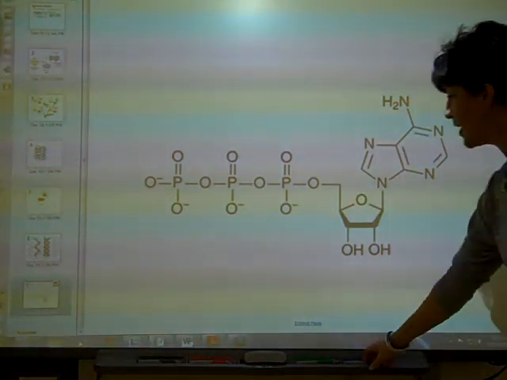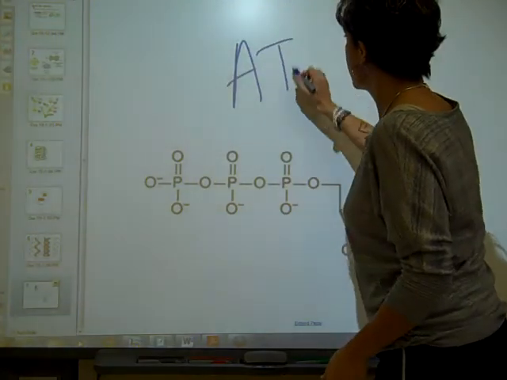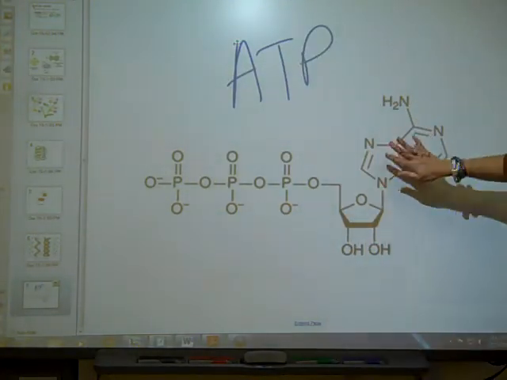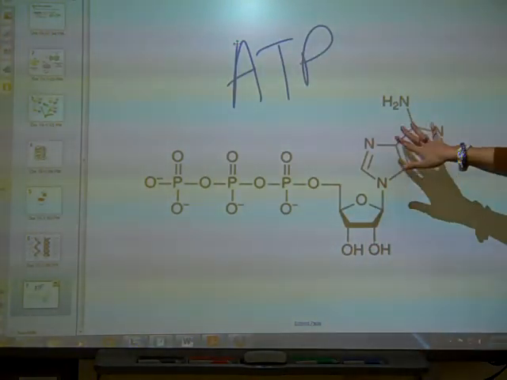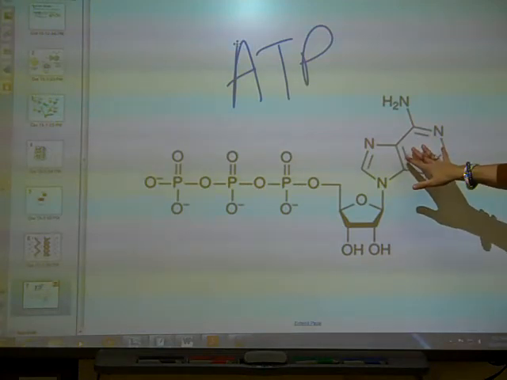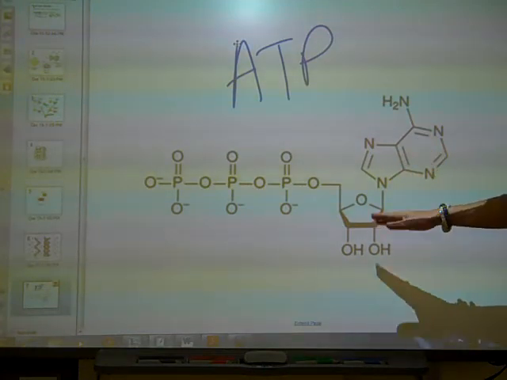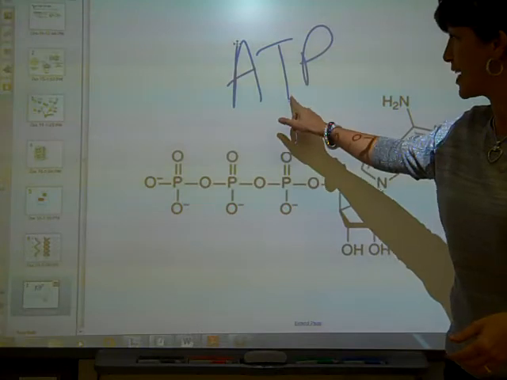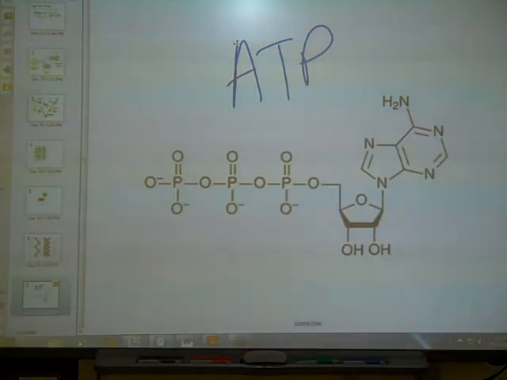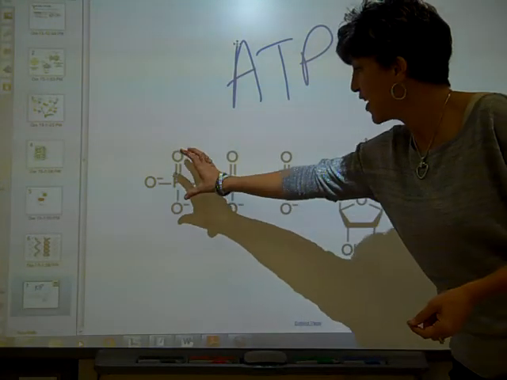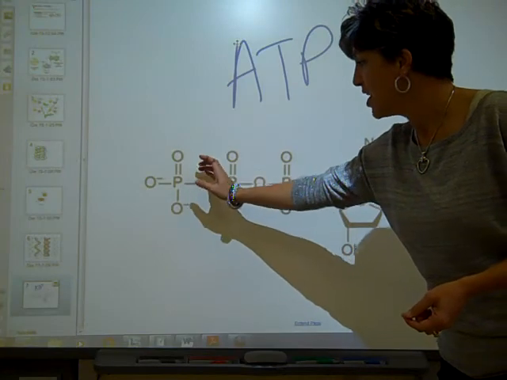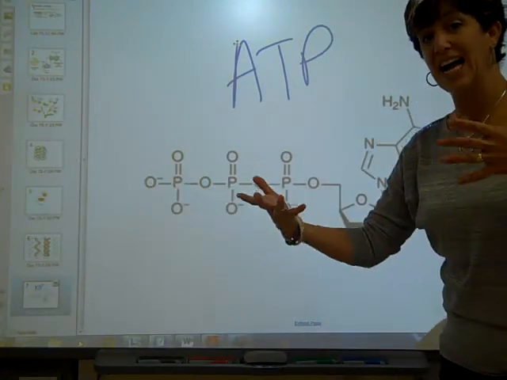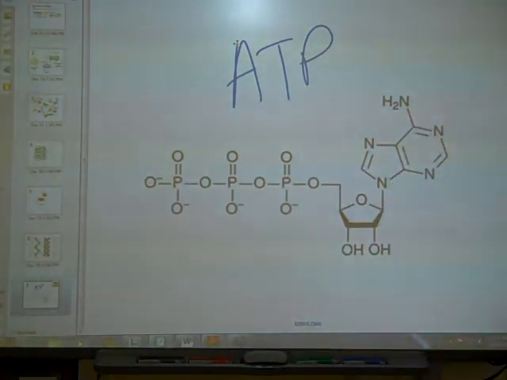There's another type of nucleic acid that you should know. It's ATP. ATP is our energy molecule. It has adenine, which is that purine double ring nitrogenous base. It has a 5-carbon sugar, and it has 3 phosphate groups attached, which is why it's triphosphate. Each phosphate group has a high energy bond. Break off the phosphate, get high energy. That's why this is our energy molecule.